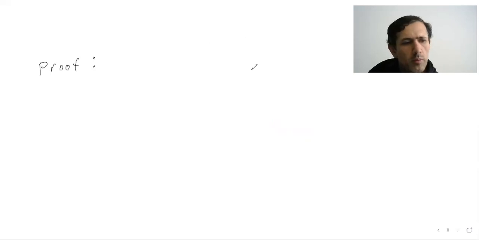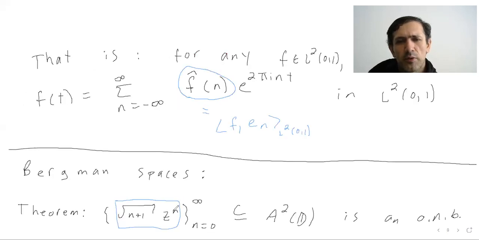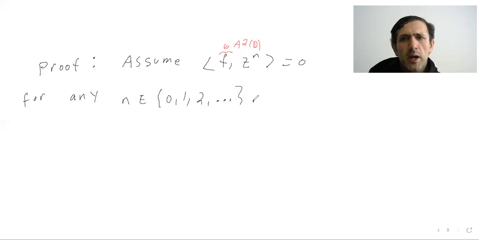To prove that it's an orthonormal basis, what do we need to do? It's the same strategy as before. Let's assume F is in my Bergman space, and assume that the inner product of F with each one of these equals 0. Really I should have a square root of n plus 1 here, but that's just a non-negative constant. I can always pull it out, so it doesn't affect whether F inner product each element of my orthonormal set is 0. I want to show that this implies F equals 0, and this is not hard at all.